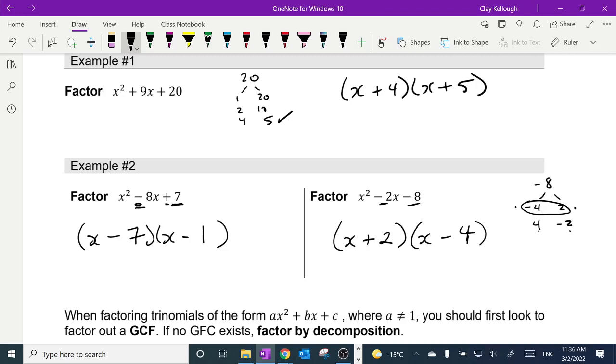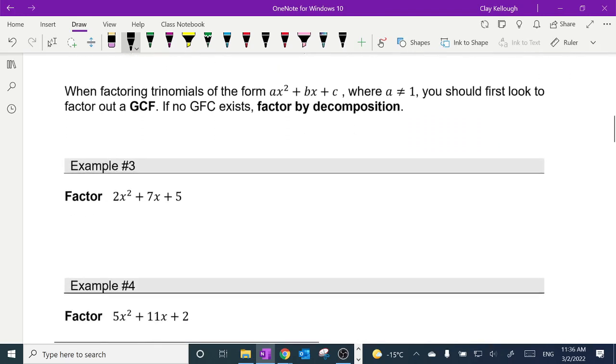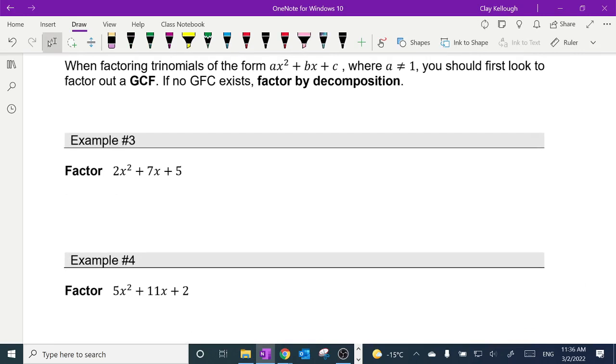Some textbooks have a name for this. They call it factoring by inspection. You just look at it and inspect the number involved, the two numbers, and come up with the answer. Now, when A isn't 1, the first thing you do is you take a look and see, well, can I factor a 2 out of all three of those numbers? Well, not without going into fractions and decimals, and we don't want to do that. So now we do something called factoring by decomposition.